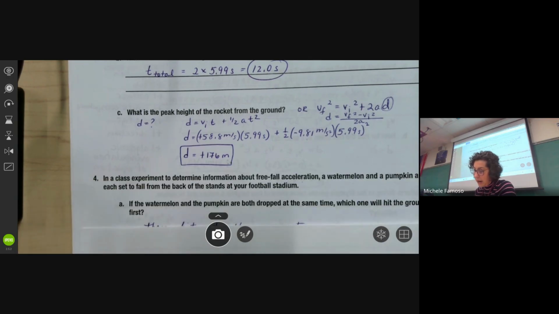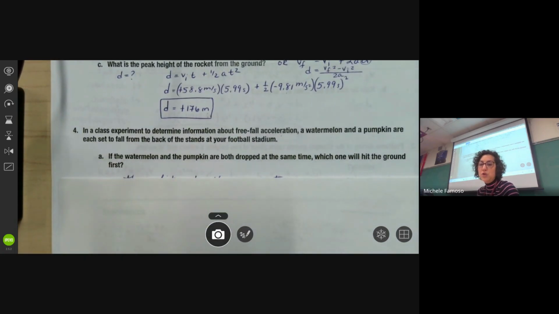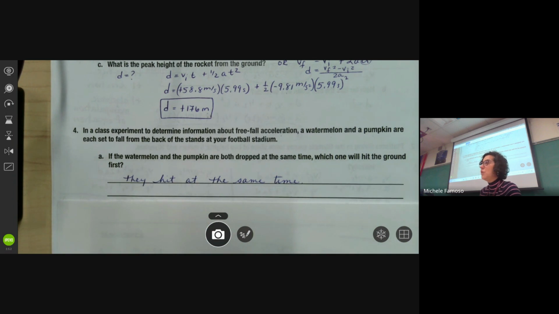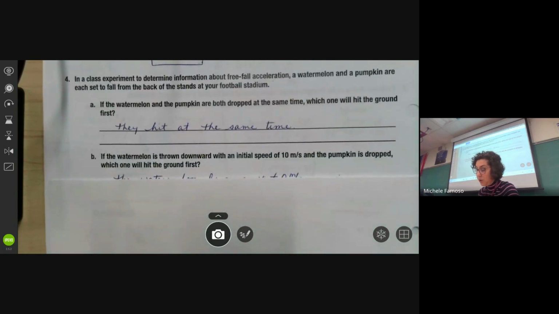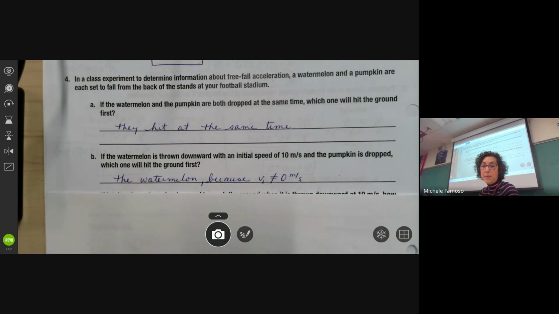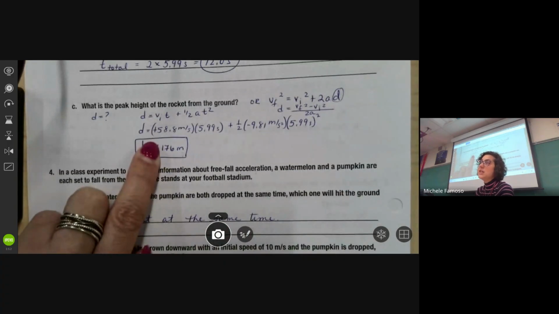Number 4, A, if we drop the watermelon and the pumpkin at the same time, which one hits the ground first? You should know they both hit at the same time. Part B, if the watermelon is thrown downward at 10 meters per second and the pumpkin's dropped, which one hits the ground first? The watermelon. And the reason is because its initial speed is not 0 meters per second if you're throwing it down. Ryder? No. If you just said 176 meters, that's good because it just said height.